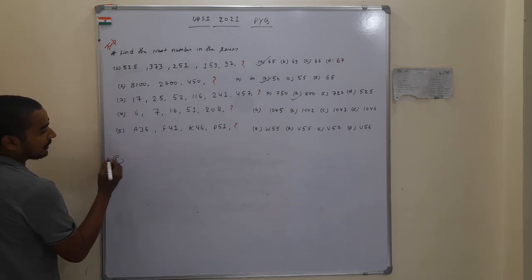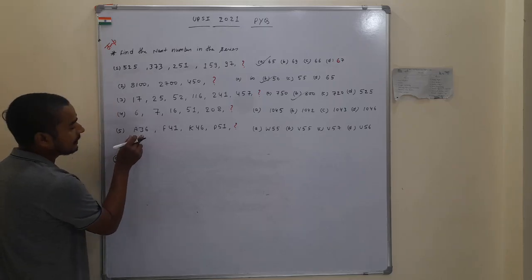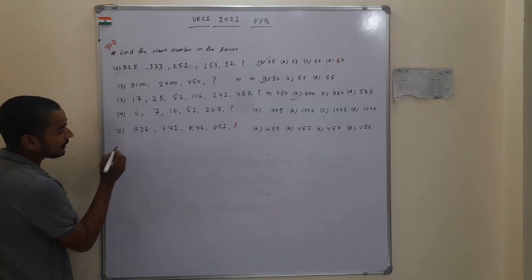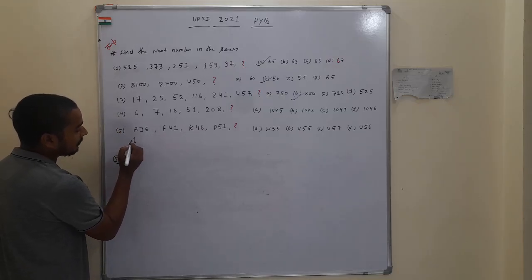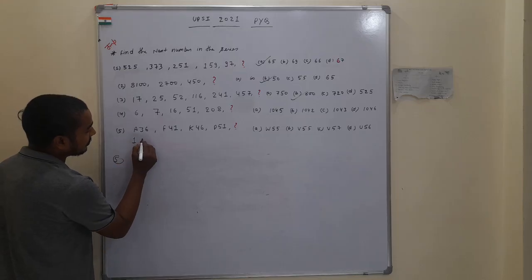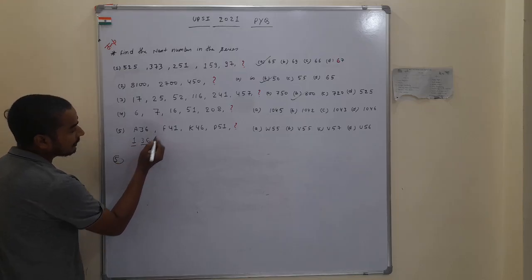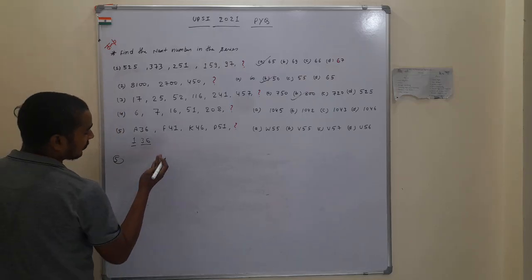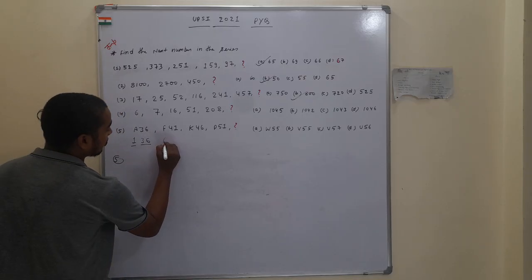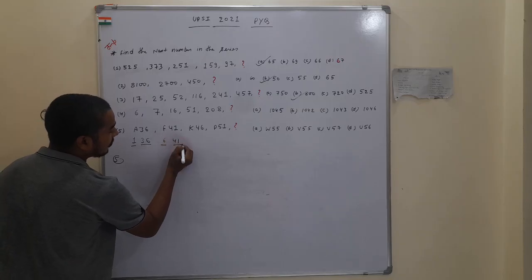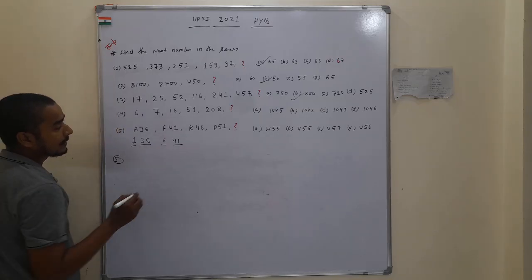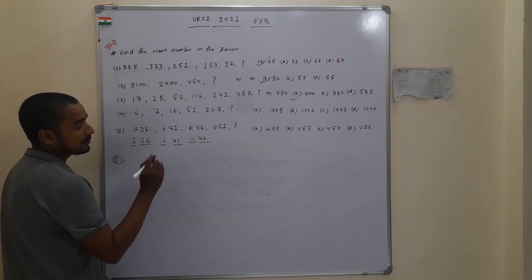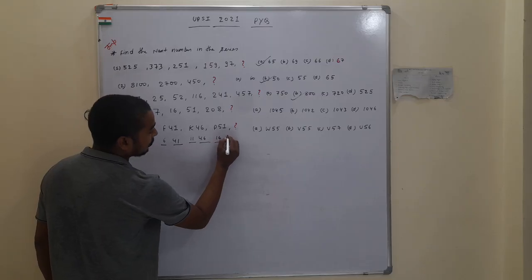Fifth question. The logic behind this question is that alphabets are present and numerical values are also present. The value of A is 1 in alphabetical order, and here it is 36. F is in the 6th position, and here it is 41. Similarly, K is in the 11th position, and here it is 46, and P is in the 16th position.